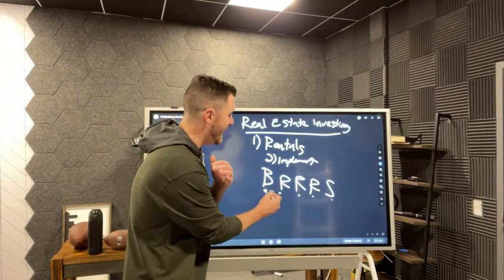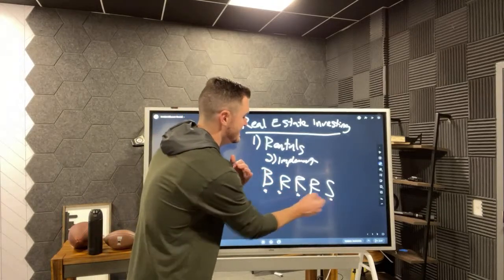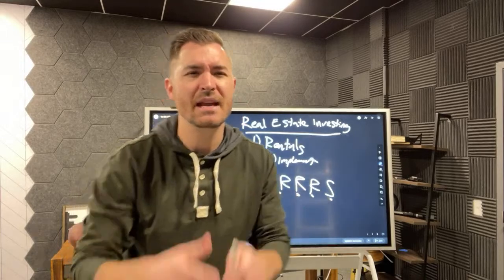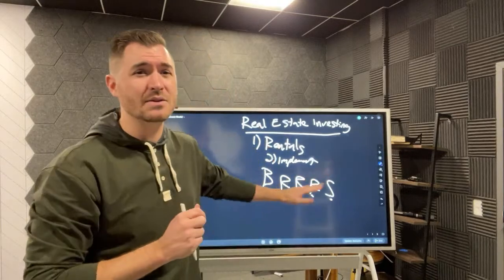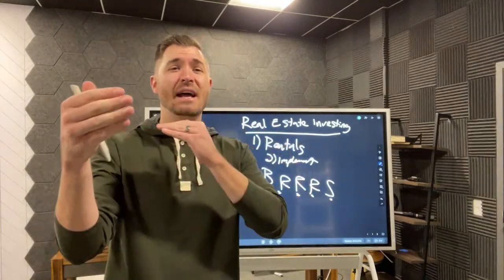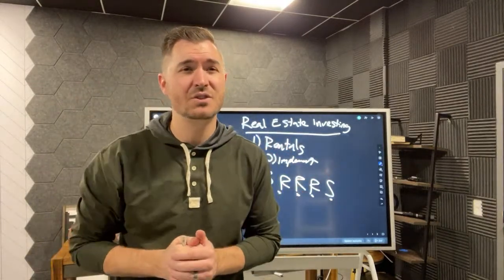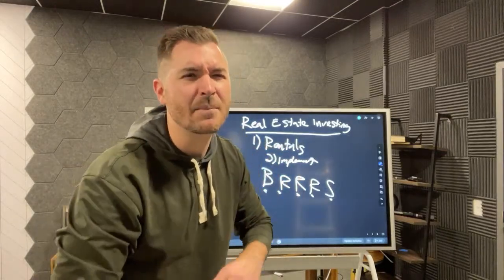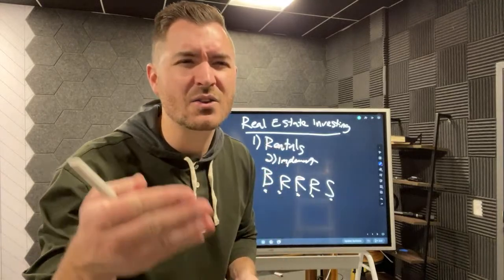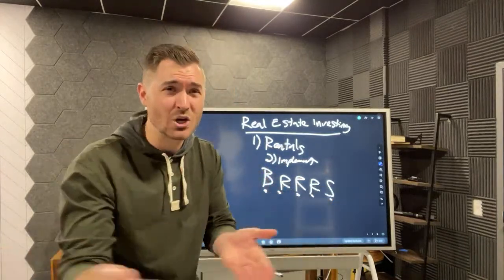It stands for buy, rehab, rent, refinance, and scale. If you're just joining me, my name is Sam. I own a house buying company that flips 252 houses, and I also have $26 million in rentals using this method. I own $26 million worth of real estate with this BRRRR method.